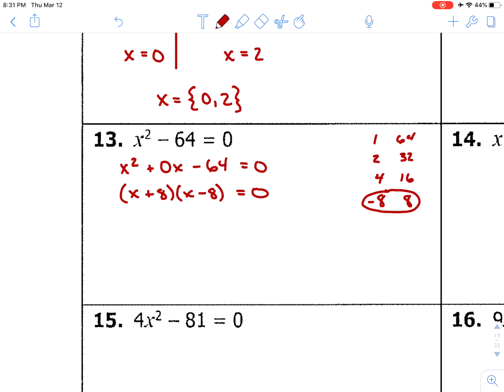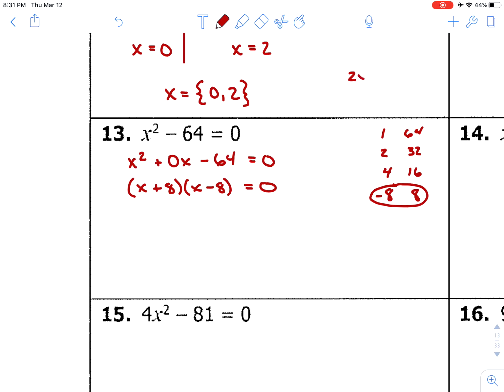Which brings me to another point real quick. Even though I wrote them down here as negative 8 and 8 on my list, and then I wrote them as factors as x plus 8 and x minus 8, multiplication is commutative, right? 2 times 3 is 6, just the same as 3 times 2 is 6. So the order in which I list my factors here really doesn't matter as long as my factors are correct and complete. Okay? So at this point, it's completely factored.